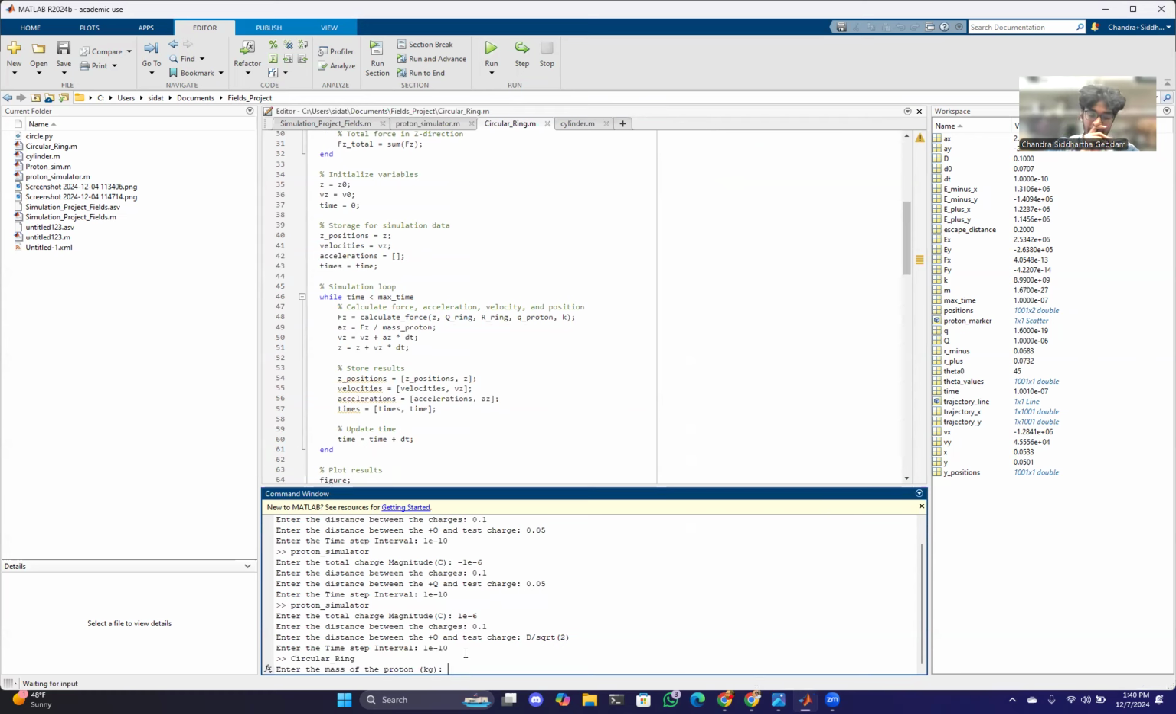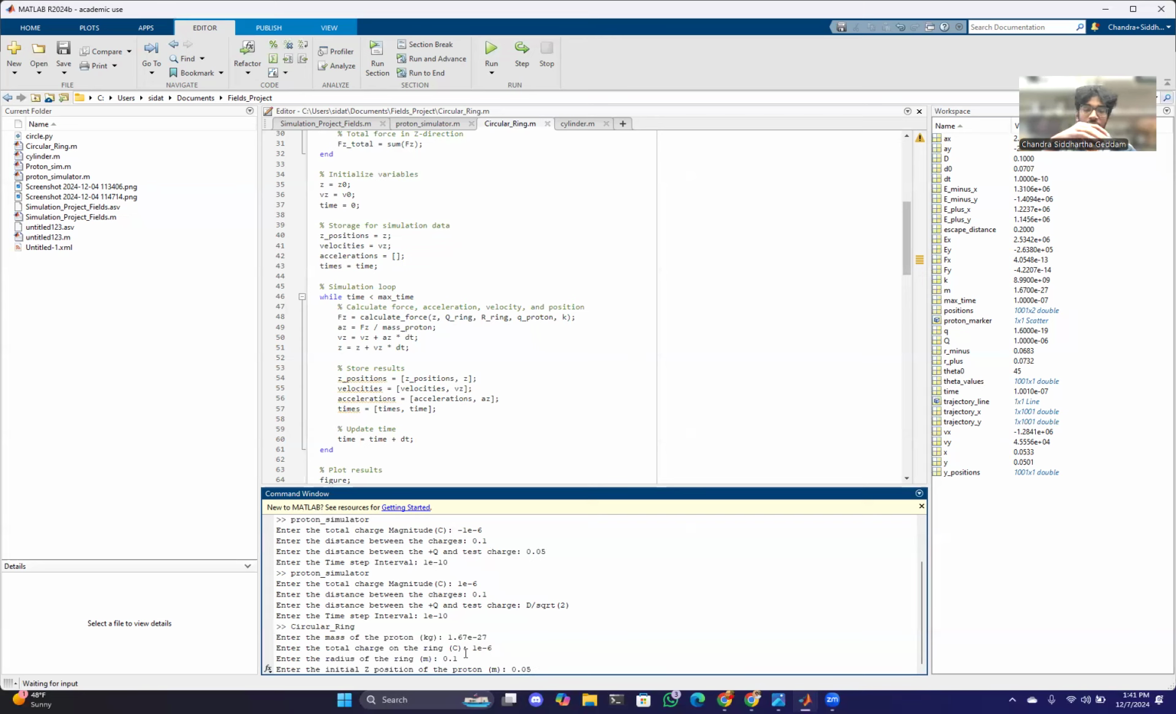Okay. So the first thing it asks as the input is the mass of the test proton, and let's say it is 1.67e to the power negative 27, and this is basically by default. And what is the total charge of the ring? Let's say the ring is a positive 1e negative 6. And what is the radius of the ring? Let's say it's not big, 10 centimeters, 0.1. And what is the z position of the proton? Let's keep it minimal, 0.05.